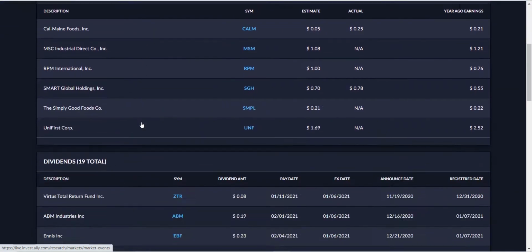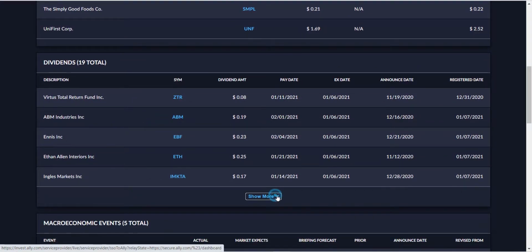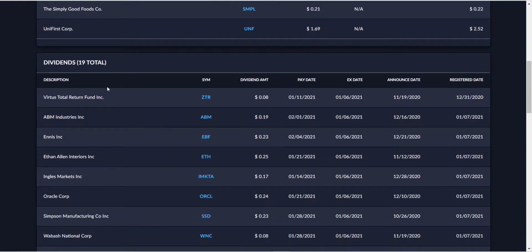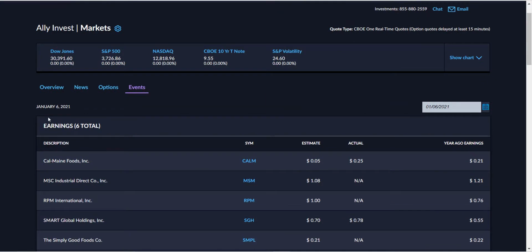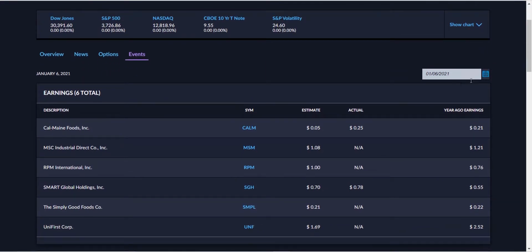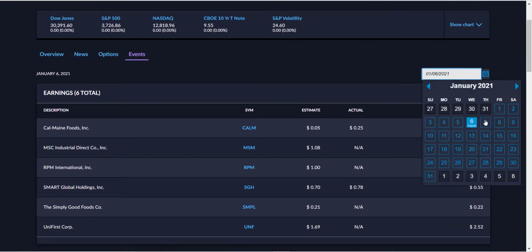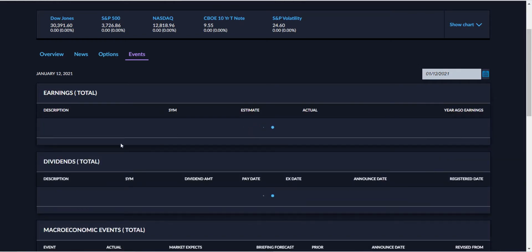So I'm going to scroll down to the dividend section. I'm going to click on show more. And this right here is based upon the date of January the 6th, which again I can change over here. Let's go back to the 12th. Everything is updating and it's going to populate these stocks based upon that date of January the 12th that I want to be looking into.